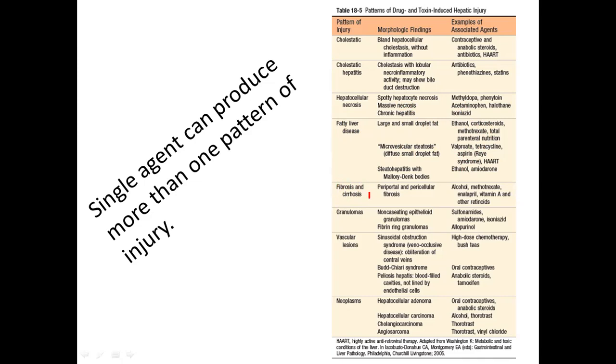Similarly, when the exposure to these drugs is prolonged and the damage to the liver becomes massive, then fibrosis and cirrhosis may ensue. But this fibrosis and cirrhosis will not be encountered at the very first exposure or a heavy exposure of the drug. It is definitely associated with prolonged exposure, usually resulting in periportal and pericellular fibrosis and ultimately cirrhosis of the liver. Alcohol, methotrexate, vitamin A, and other retinoids are the drugs associated with fibrosis.